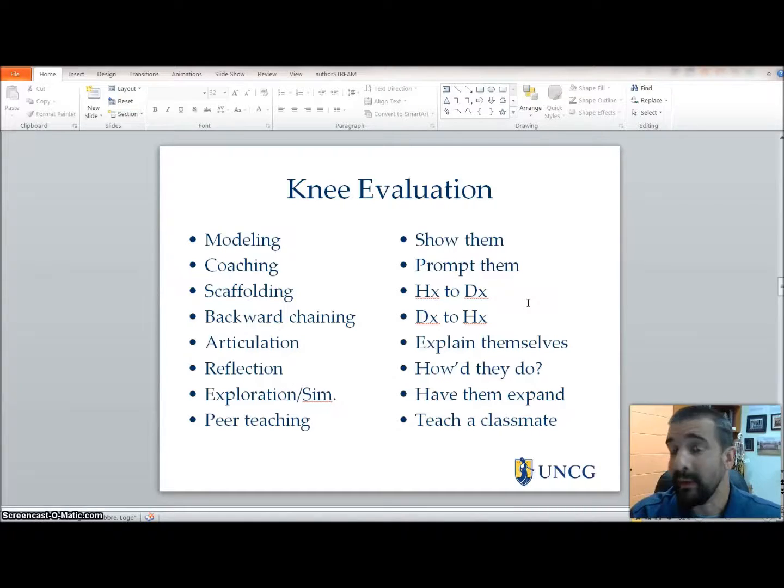That's actually really good for reevaluations, where you already know what the patient has, but you're doing a reevaluation on them. Articulation, again, have them explain themselves. Reflection, how did they do, both good and bad. Exploration or simulation, have them expand it. So if you're doing an evaluation, say, okay, what would be different or how would you modify this if it was on the field, or if it was a football player, or if it was a geriatric or an adolescent? Have them start to really critically think, how do they approach things differently? And then again, teach a classmate.